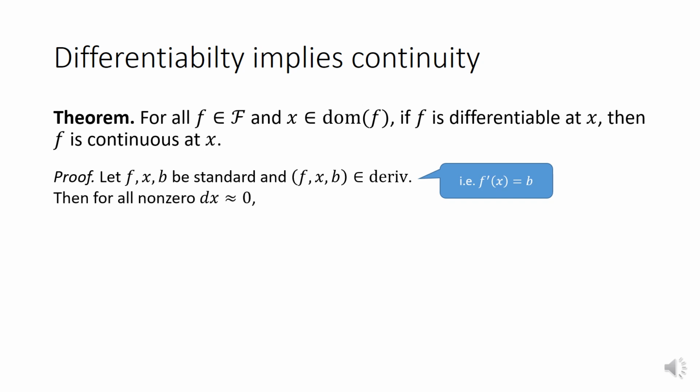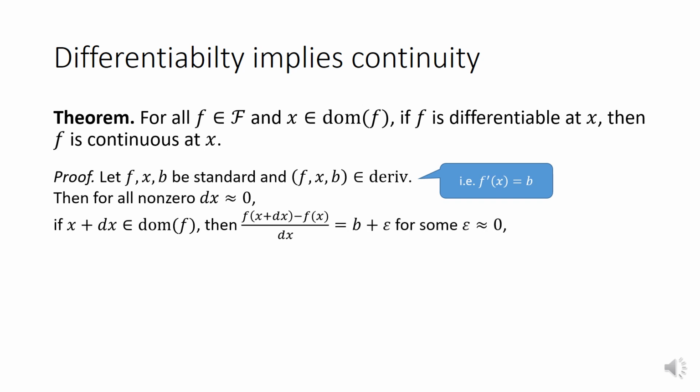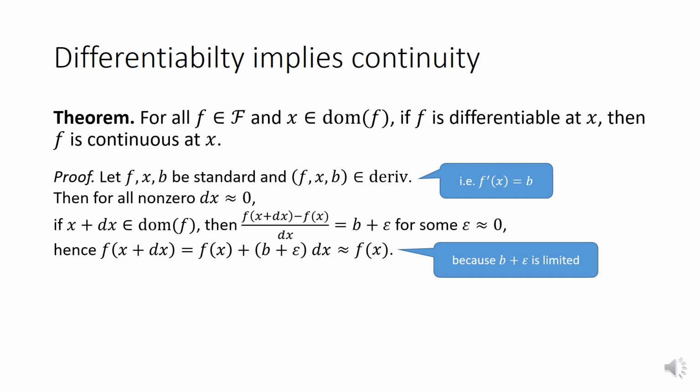Then for all non-zero infinitesimals dx, if x plus dx is in the domain of f, then the differential quotient is infinitely close to b, that is, equal to b plus epsilon for some infinitesimal epsilon. Hence, if we multiply by dx, f of x plus dx is equal to f of x plus b plus epsilon times dx. And this is infinitely close to f of x, because b plus epsilon is limited, and limited times infinitesimal is infinitesimal.